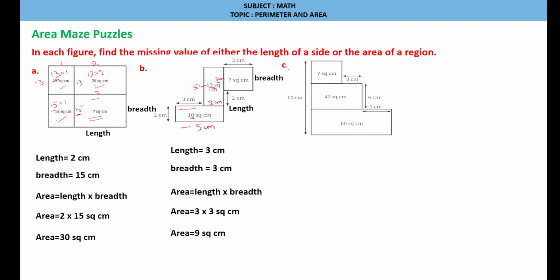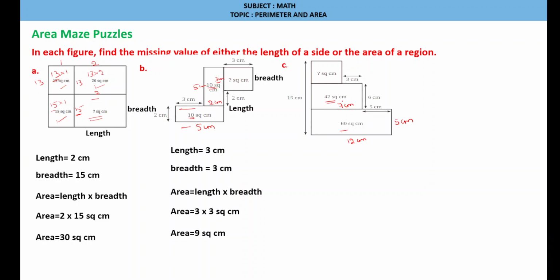Let us see C. If we observe here, this area is given as 42 square centimeters and we know the breadth is 6. We can write it as 42 divided by 6 is 7. That means 7 centimeters is the length. Now, in this rectangle, 7 plus 5 is 12, so the length will become 12. Here we know that the area of this rectangle is 60 square centimeters. Thus, this breadth will become 5 centimeters, because 60 divided by 12 is equal to 5.